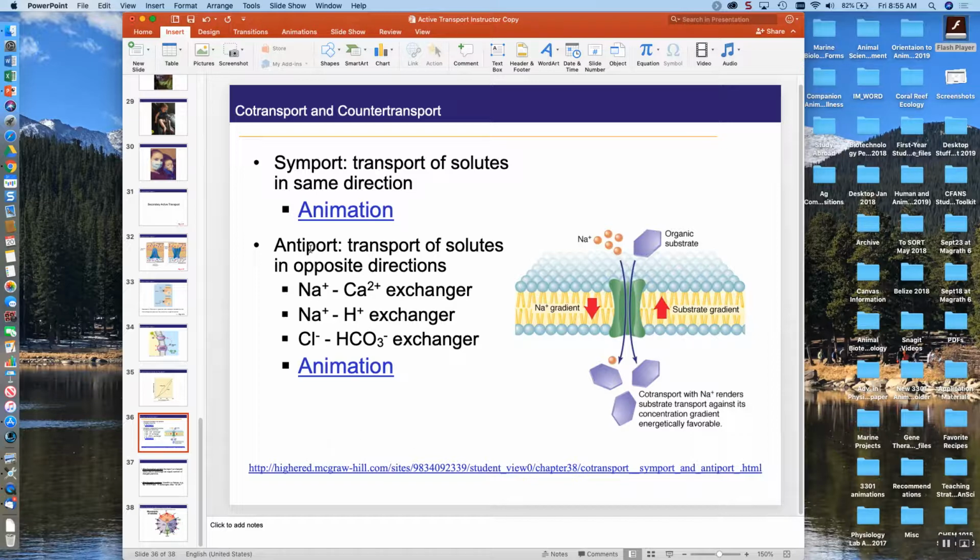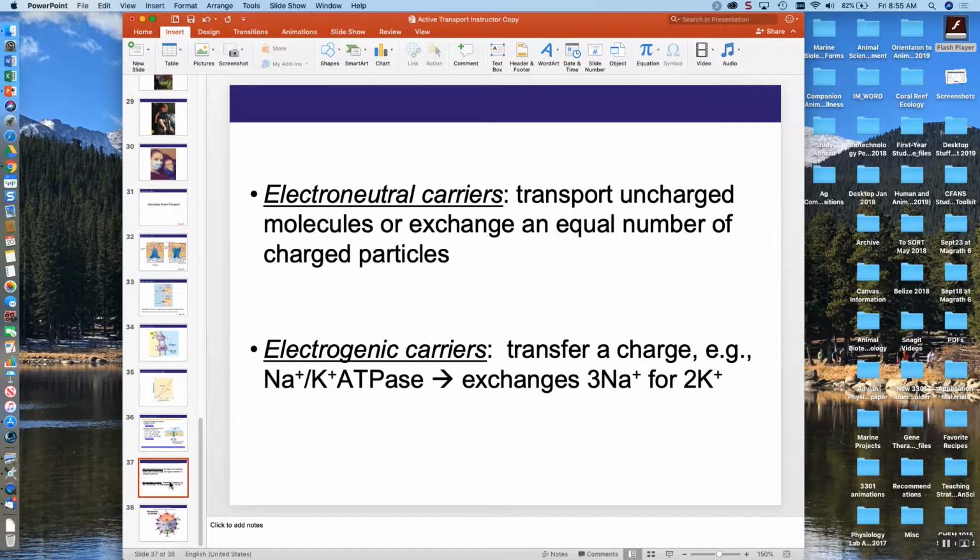Now, some of the antiporters that I'm going to be talking about today too is the sodium-calcium exchanger. These are types of antiporters. The sodium proton exchanger, I talked about that at the end of class last period. And the chloride bicarbonate exchanger. It's going to be really important, especially when we get to red blood cells. Also, some important terms just to wrap this up.